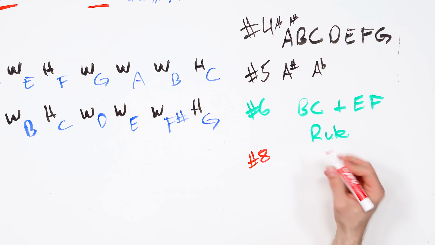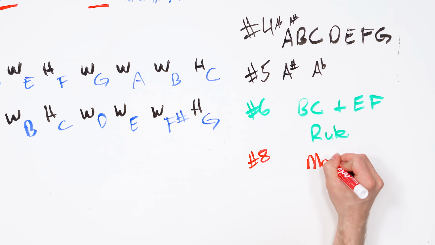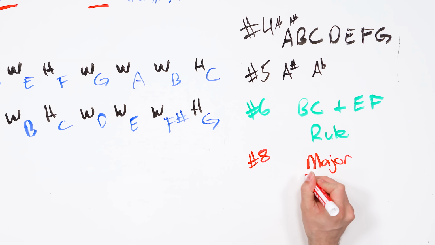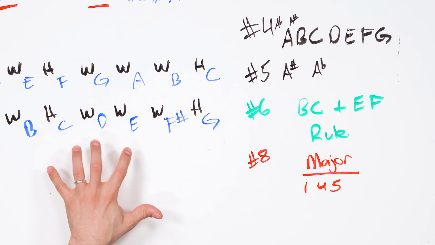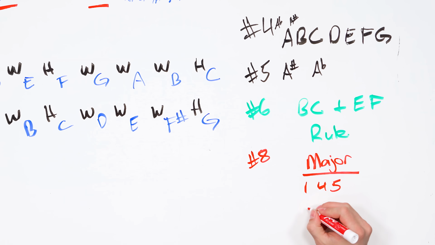And the rule here is that major chords are based on the 1st, 4th, and 5th scale degrees of any major key. And then minor chords, actually let's do this in blue, just get a little bit of contrast in here.